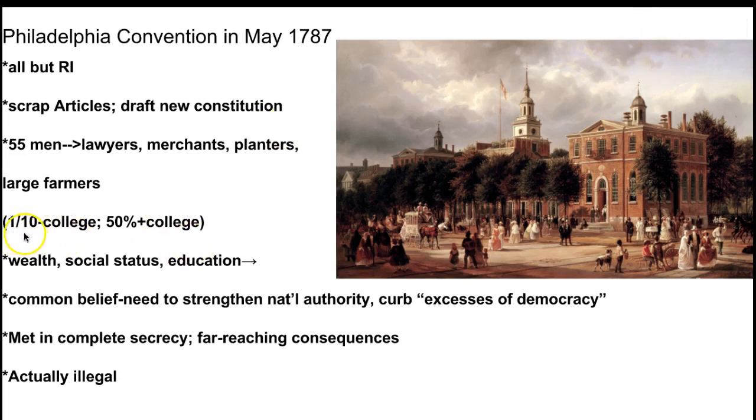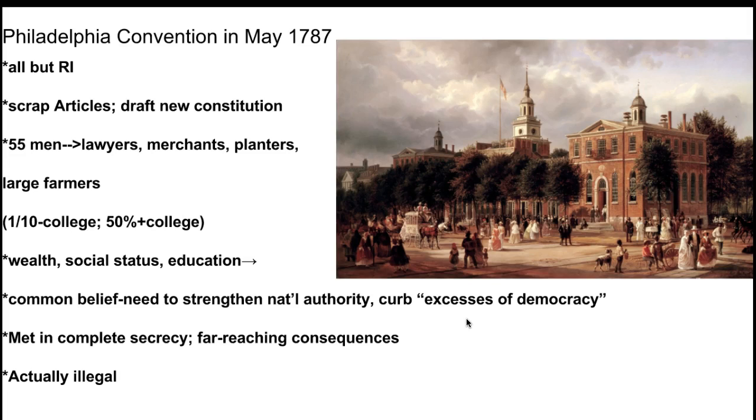Only a tenth, 1 in 10 of the citizens had been to college. Of all the citizens in the United States, 1 in 10 had been to college. In this group, you had a very educated group of people. Over 50% of these 55 had attended college. So these people were wealthy, they had high social status, and they were educated. They had this common belief that we had to strengthen the national authority and to curb the excesses of democracy. So this is the idea.